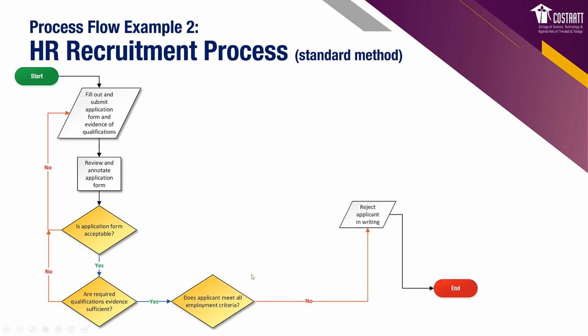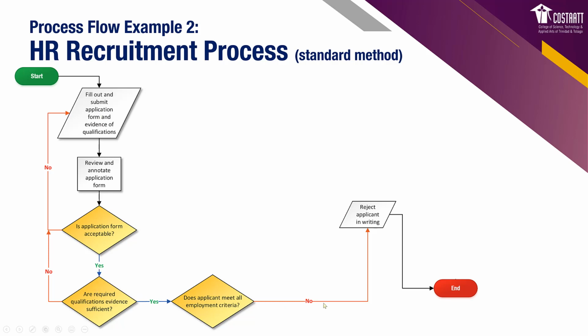We have one more question to answer here. Does the applicant meet all of the employment criteria? Well, the form was properly filled out, they've submitted all of their evidence, but is the person now suitable to be employed? What if we are looking to hire an electrician and the person's qualification says that they're a plumber and they understand everything to do with plumbing, but we don't need a plumber, we need an electrician? Does the applicant meet all employment criteria despite having submitted everything that they were supposed to submit?